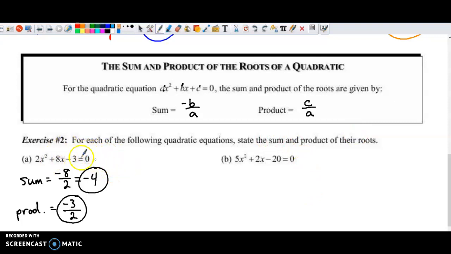So if you did the quadratic formula, you can find the two roots and then answer this question from here. The same thing goes with the next one: the sum of the two roots, if we were actually to find them, would be negative b over the a value. And then the product of my two roots would be equal to the c value, which is just negative 20, divided by 5, which would give me negative 4.